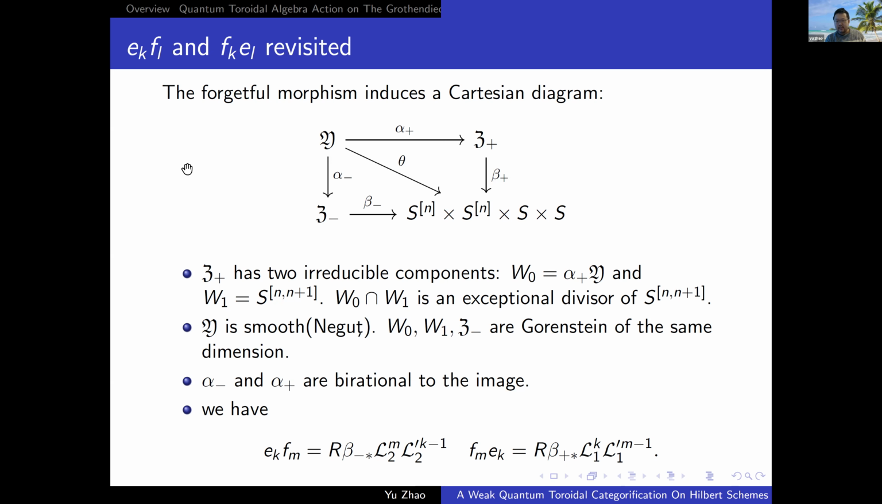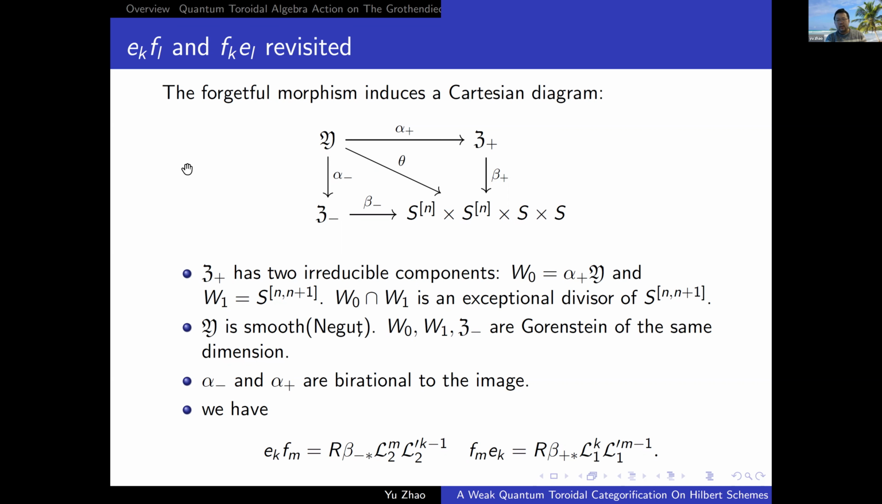Actually we know that Z minus is irreducible, but Z plus has two irreducible components. One corresponds to the case that I_n and I_n' are the same. This is W1, which is exactly the Nakajima Hilbert scheme. And another one would be the case that I_n and I_n' are different. In this case, W0 would be the image of alpha plus. And we know that W0 intersect W1 is also an exceptional divisor of the Nakajima Hilbert scheme.